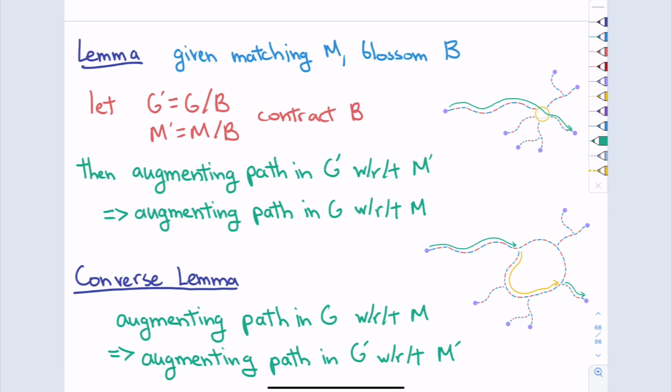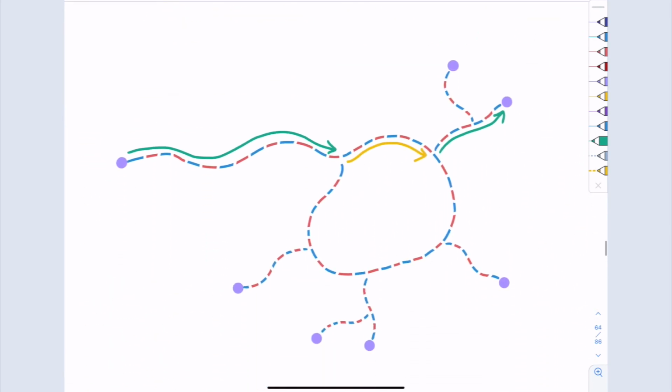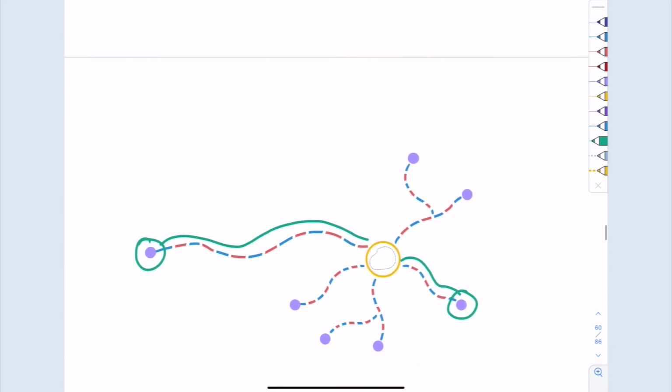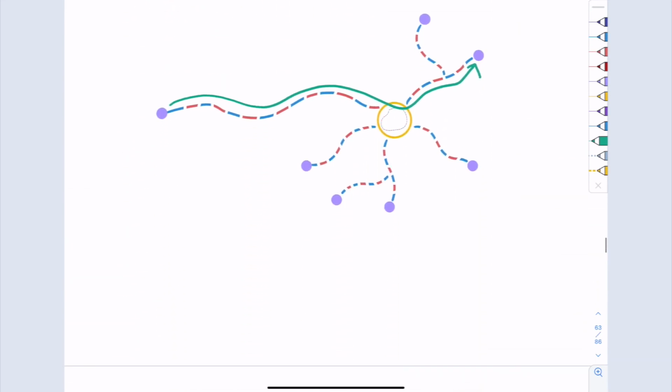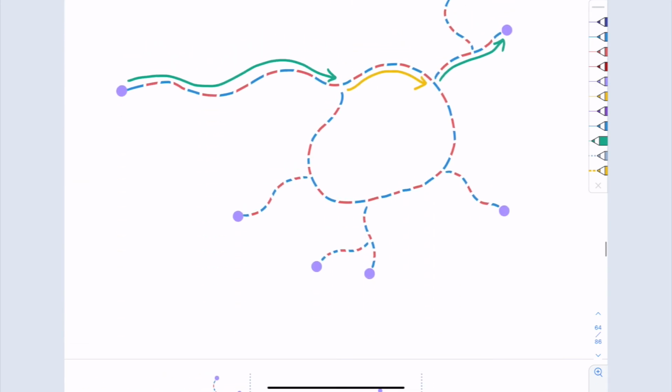It's worth pointing out that, in this, do I have any pictures left? The blossom, no, okay. If I look here, I should point out that out of this odd cycle, there's only one red edge incident to the cycle. There's red edges in the cycle, but because everywhere else along the blossom is going red, blue, red, blue, red, blue, I cannot possibly have another matched edge like that, because that would have given me two matched edges in a row.